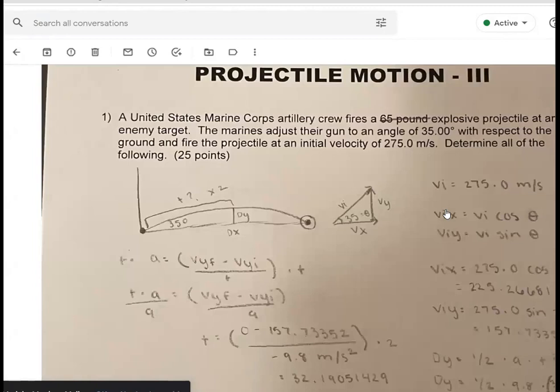That's good. You crossed off the 65-pound because that's not useful. We don't care about the weight. Looking at that first sentence, you say, oh, I don't care about any of this information. Projectile is really the only thing that's useful, but you already know it's projectile motion. So the Marines adjust their gun to an angle of 35 degrees. Angles are theta, so that's the first thing we can write down, the known information, 35 degrees.